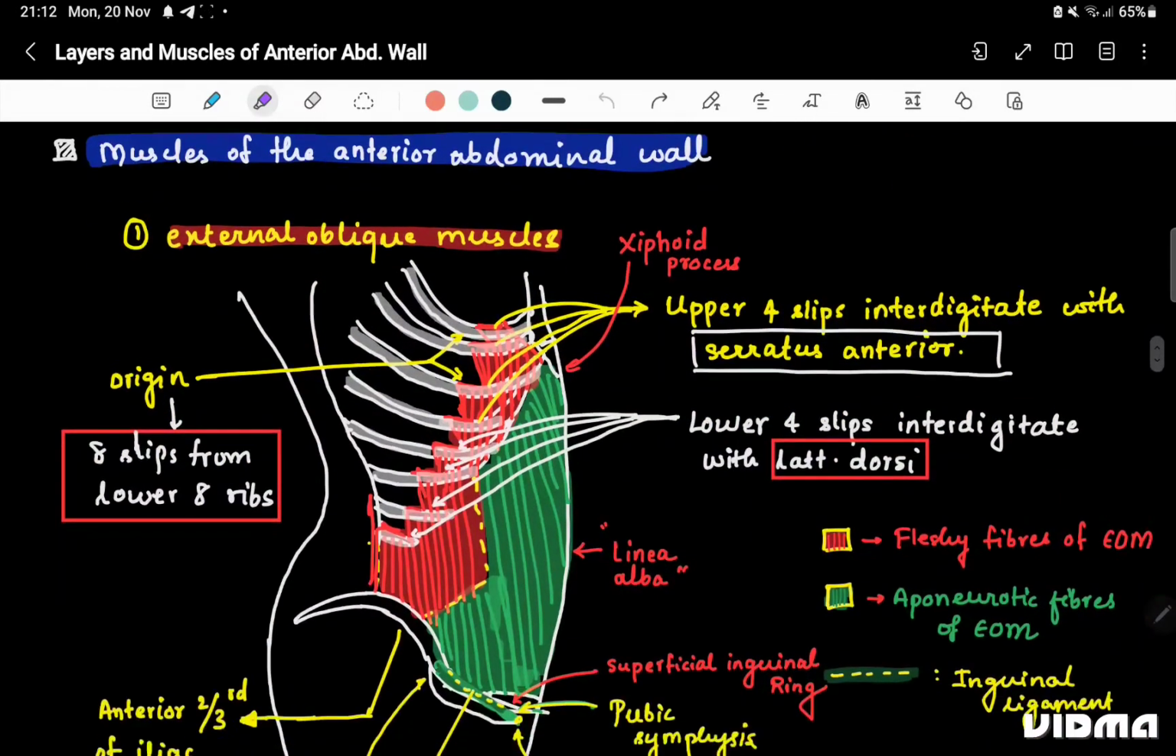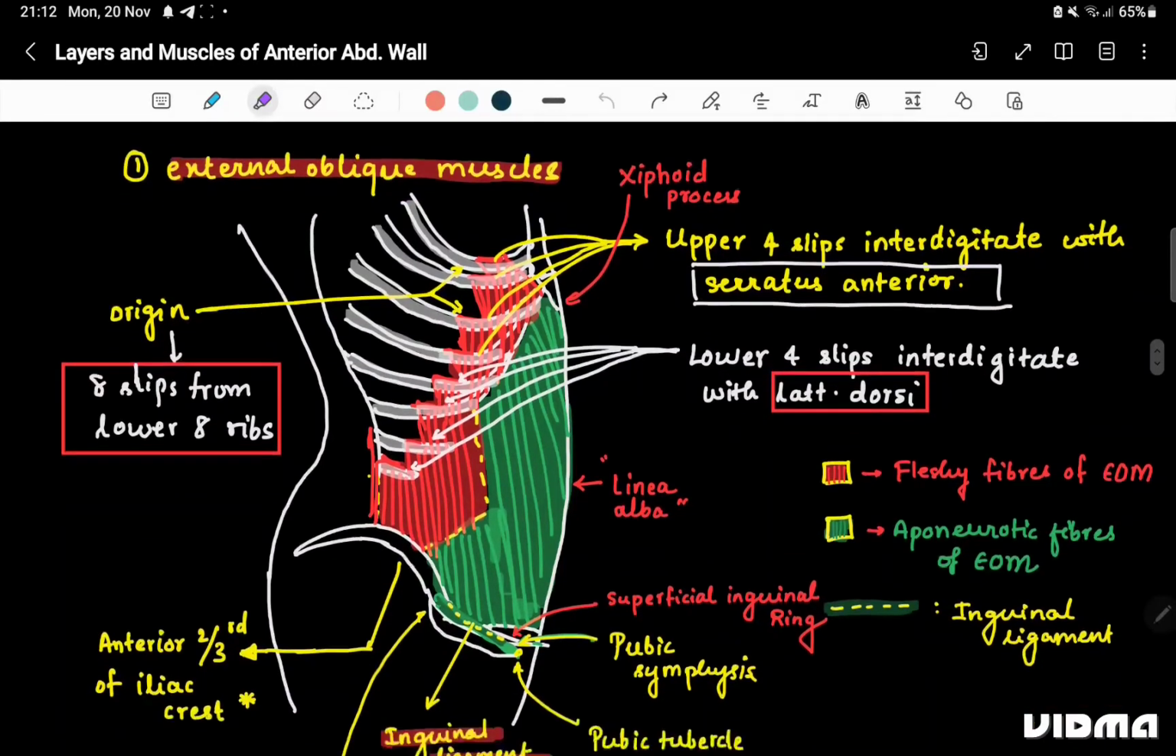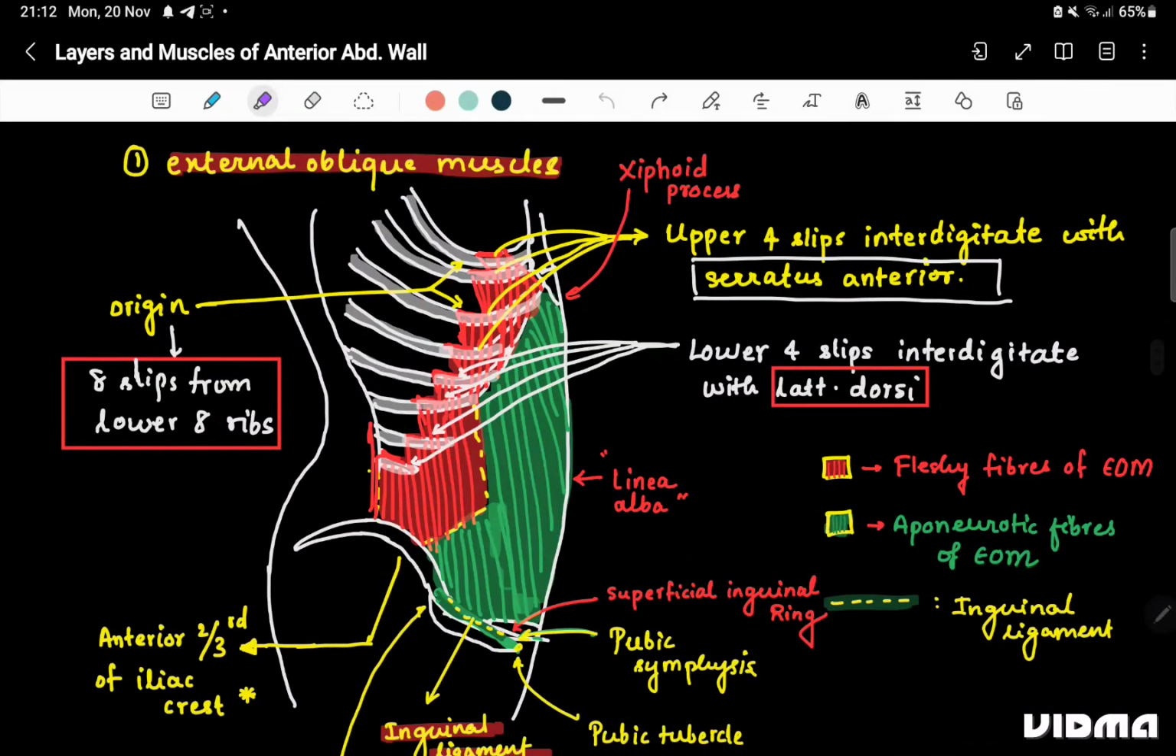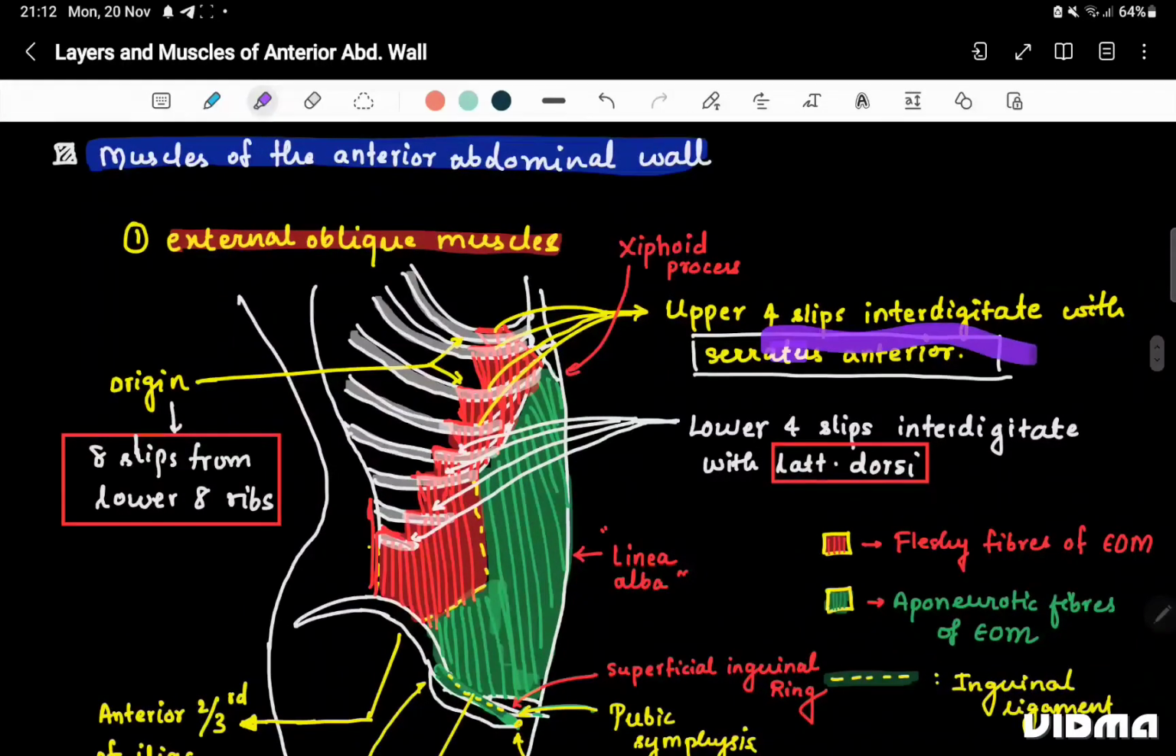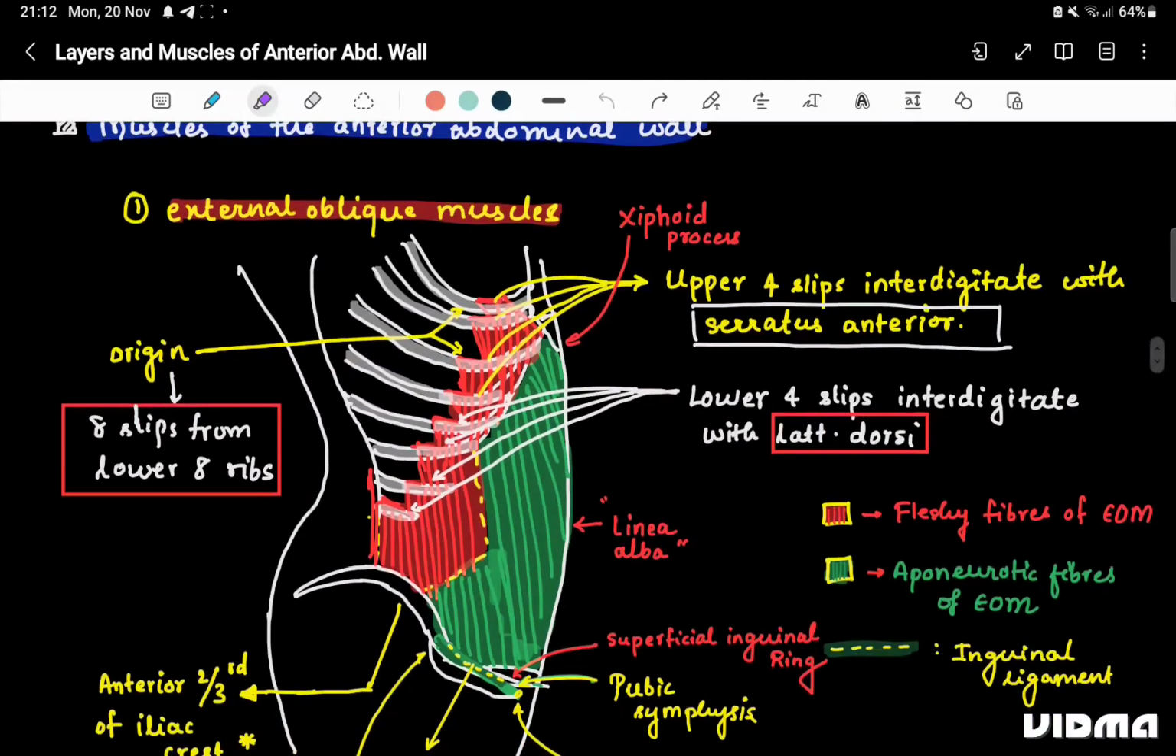What are the muscles of the anterior abdominal wall? We have the external oblique muscle. The origin of the external oblique muscle is from 8 slips from the lower 8 ribs. The upper 4 slips interdigitate with the serratus anterior, and the lower 4 slips interdigitate with the latissimus dorsi.